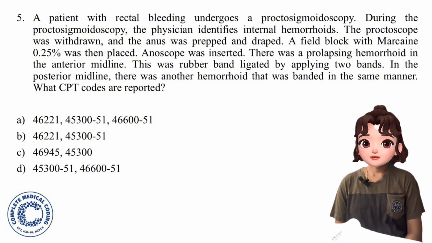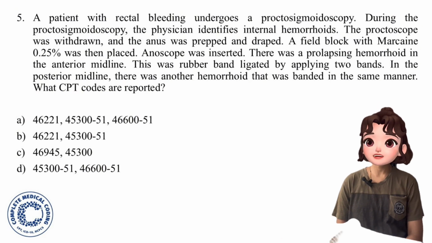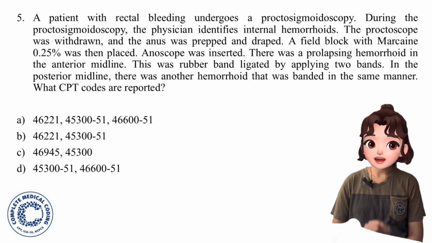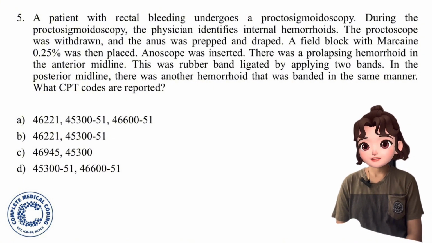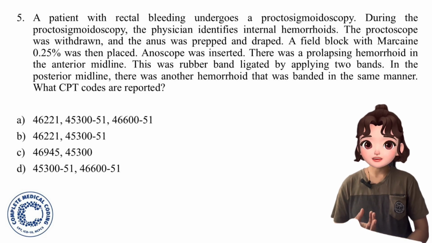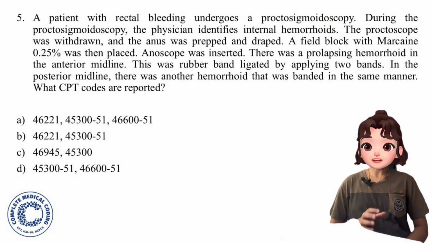Let's move to one more question, the fifth question. A patient with rectal bleeding undergoes a proctosigmoidoscopy. So what is the procedure here? Proctosigmoidoscopy. Underline that. During the proctosigmoidoscopy, the physician identifies internal hemorrhoids. So while doing the procedure, the physician identifies that the patient has internal hemorrhoids.